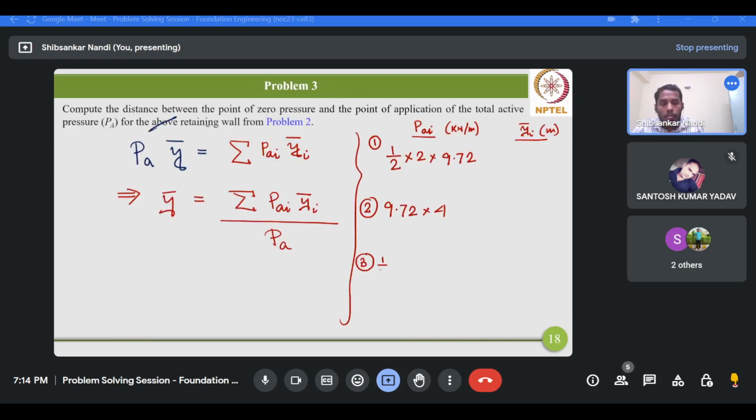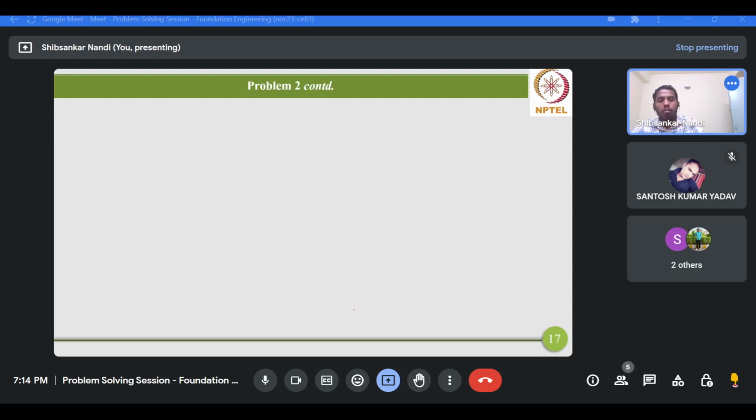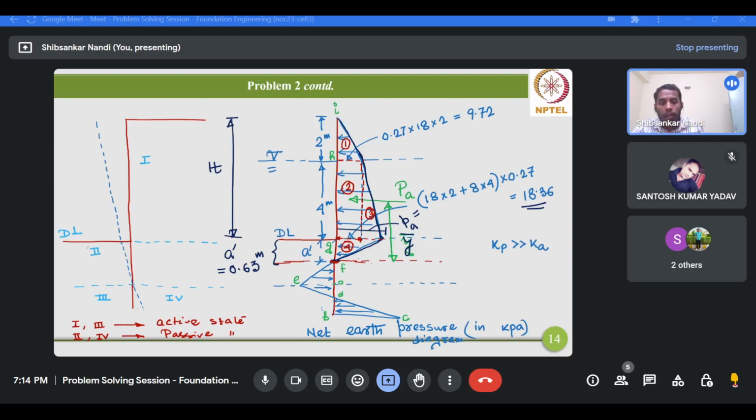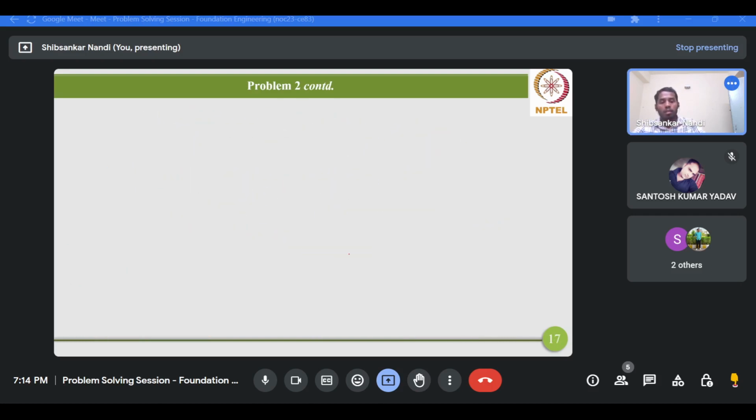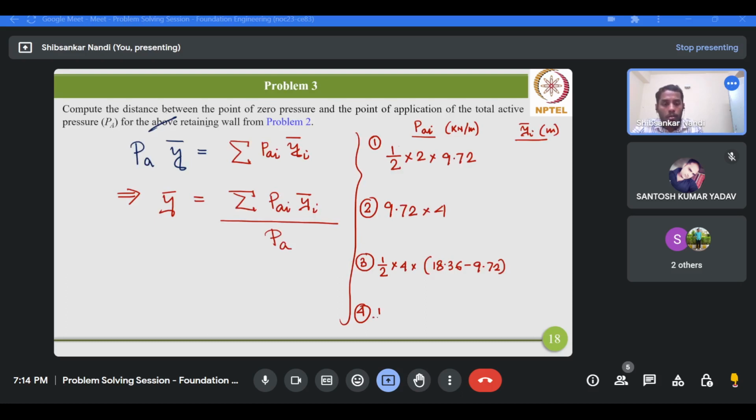So half multiplied by 4 multiplied by (18.36 minus 9.72). And finally, the lower triangle, that is, the base is 18.36 multiplied by this A prime. A prime value is 0.67, multiplied by half. So half multiplied by 0.67 multiplied by 18.36.